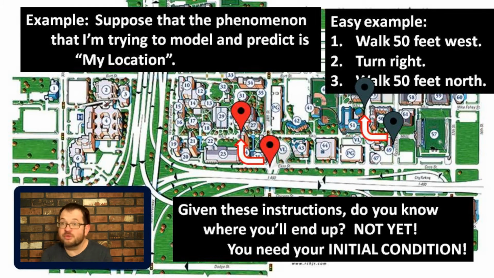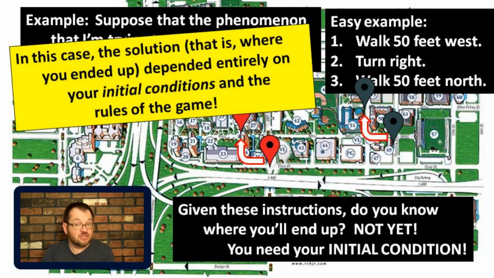Okay, you had to know your original position. Otherwise, these instructions don't tell you where you end up. This is an initial condition problem. These instructions just tell you how your position changes. And without being told where you started, what your initial condition was, there was no way to know where you ended up. Okay? But this was a pretty easy example. In this case, the solution ended up being entirely dependent on your initial conditions and, of course, the rules of the game, as in where do you start, and also the rules of the game as in telling me I had to go 50 feet to the west and 50 feet to the north.